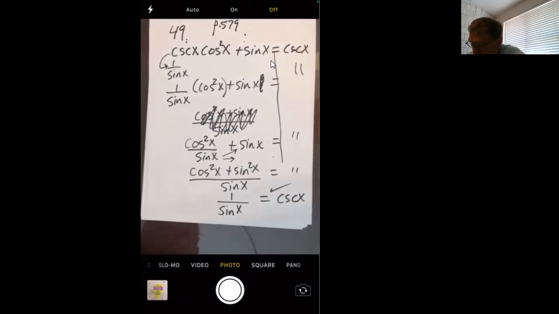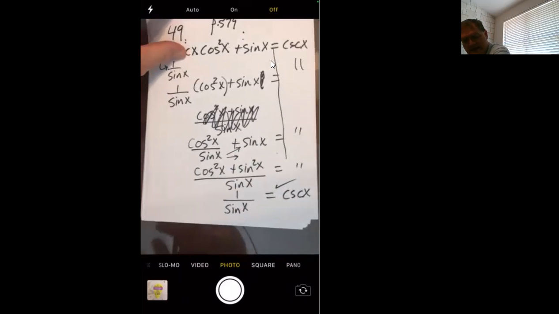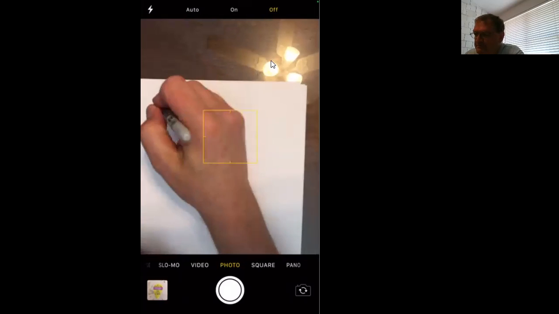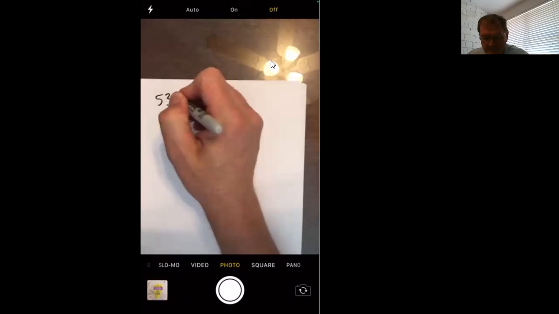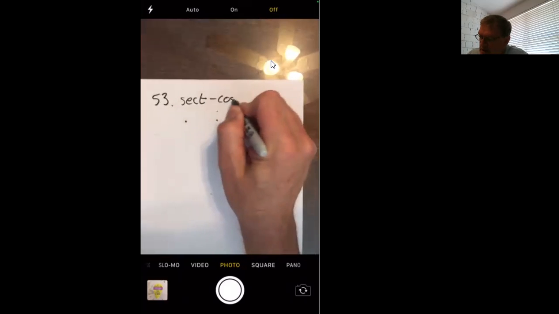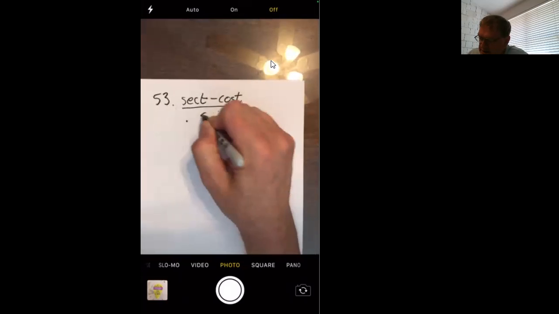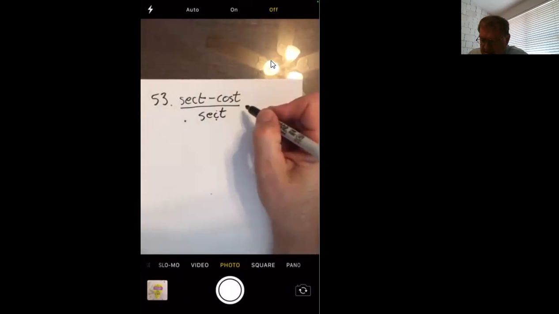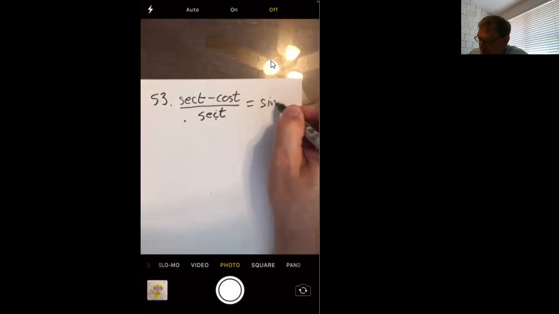Okay, yeah, a little blip in that. And I think I embarrassed myself on 51 last time, so I won't repeat that. Let's jump to 53. The secant of t, subtract the cosine of t, times secant of t, equals sine squared.